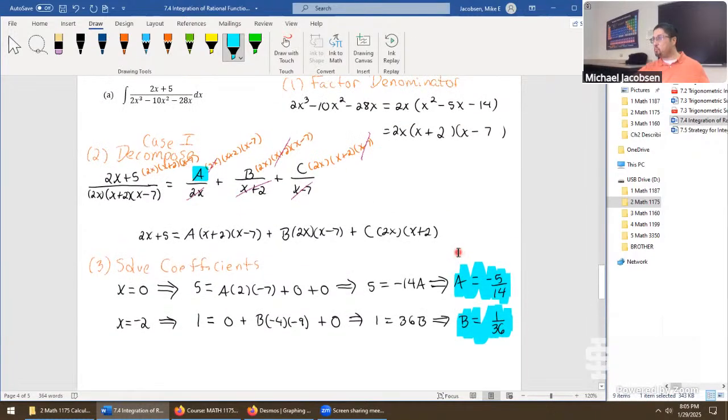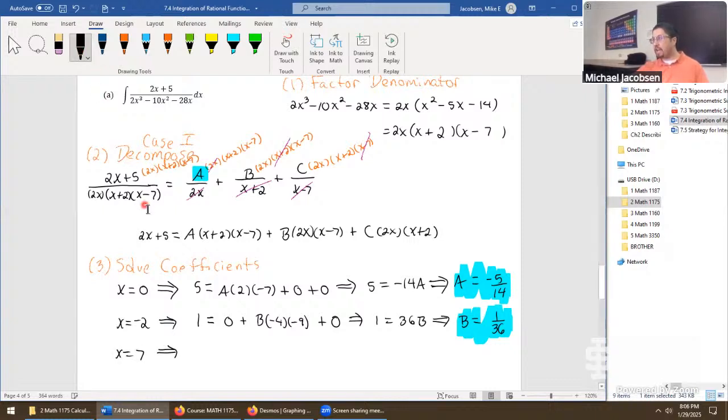Okay, almost there. One last one. So we picked a 0, we picked a -2. Now we could pick a 1 and make it work, but you're working really hard. You ought to pick a 7, something that makes the denominator go to 0 once again. So we'll say set x to 7.